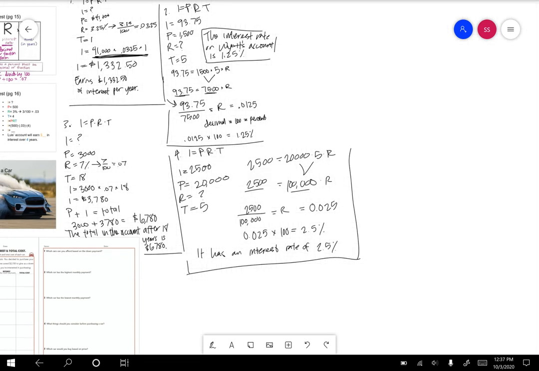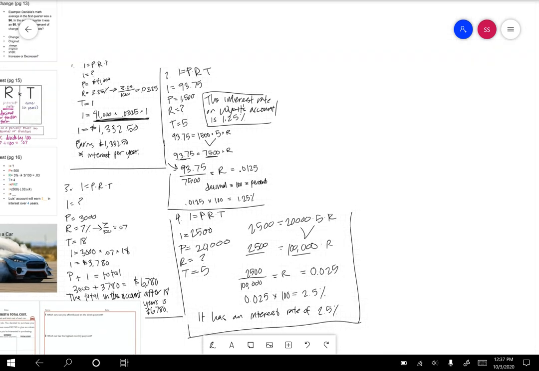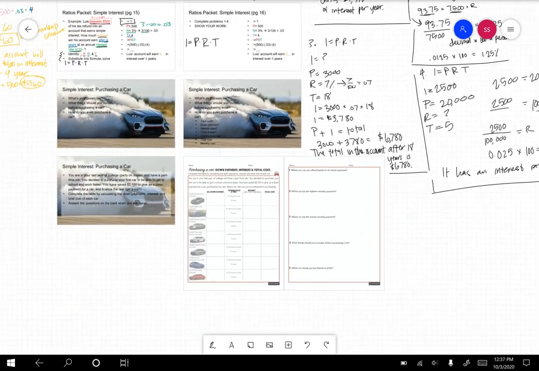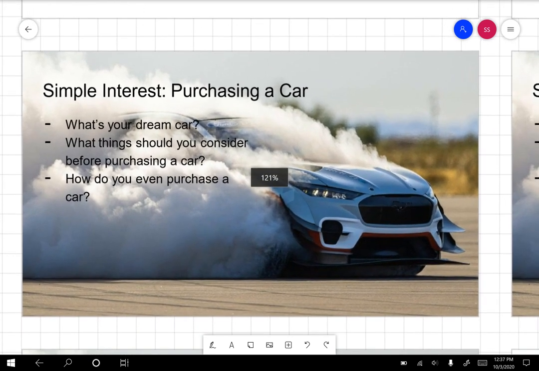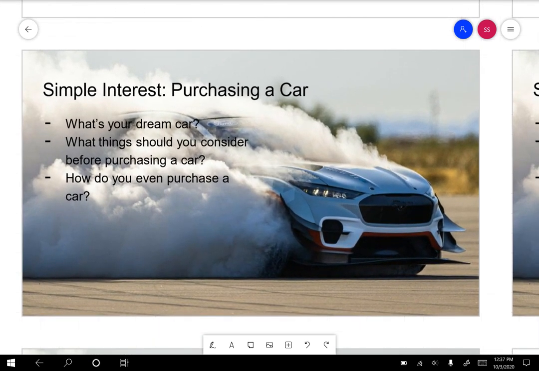Okay, now we're going to do an activity. Because a lot of you ask, well, why do we need to know simple interest? Well, in real life, you're going to deal with a lot of stuff with simple interest. So we're going to talk about purchasing a car. I would love it if you would comment on this assignment with what your dream car is. So think about these questions. What's your dream car? What kind of things should you consider before you purchase a car? And how do you even purchase a car, right? So think about these things before you move on.